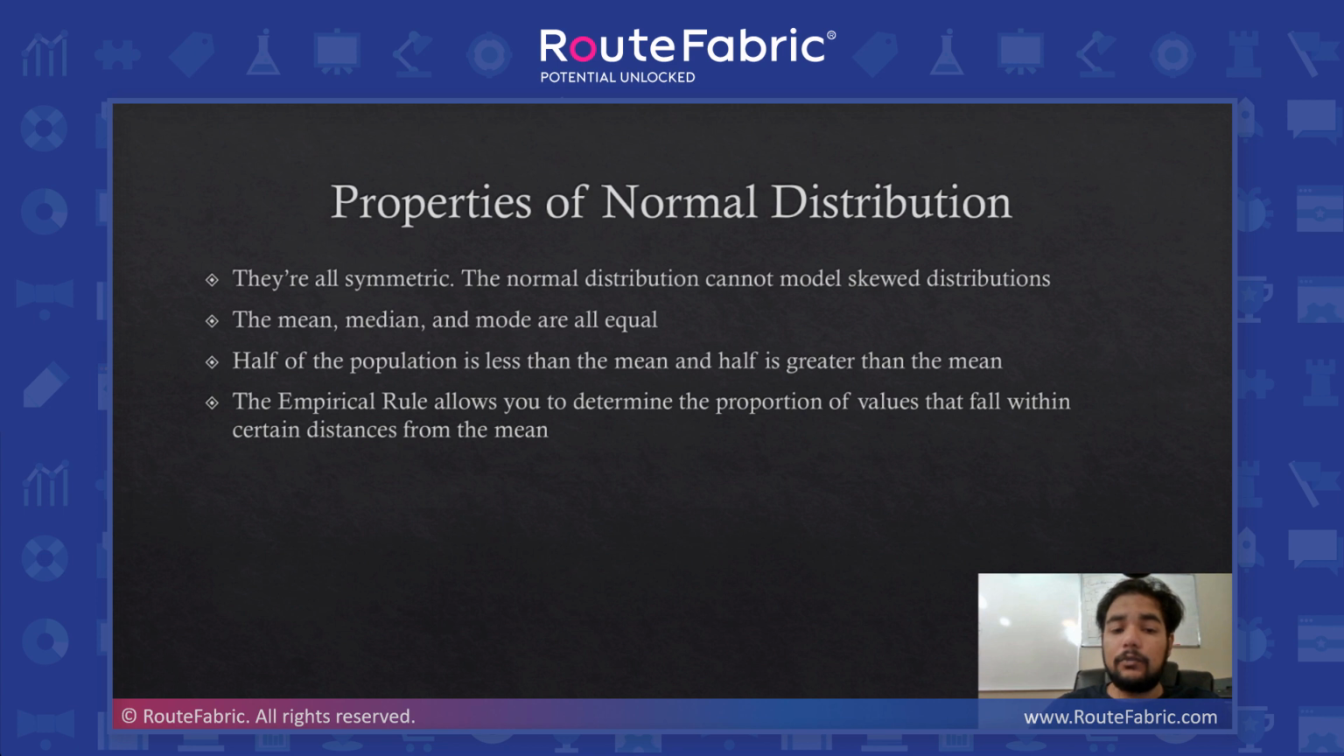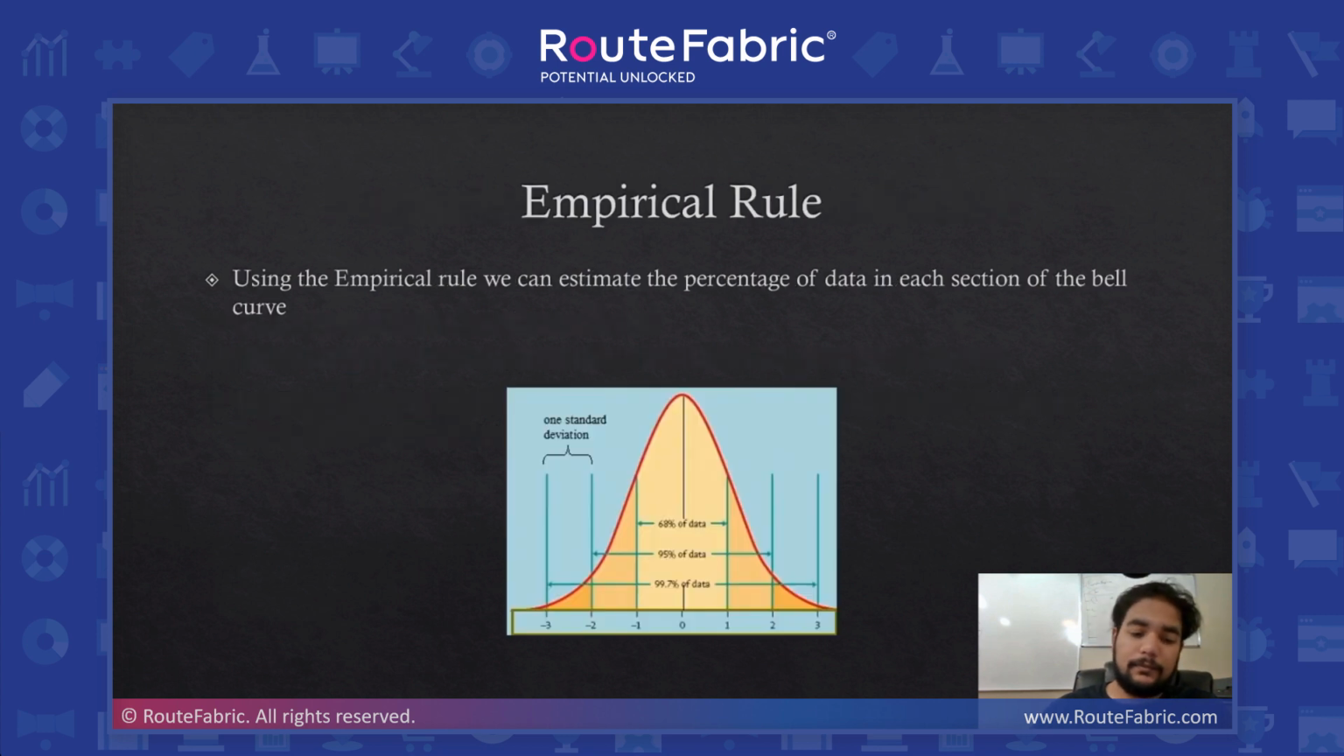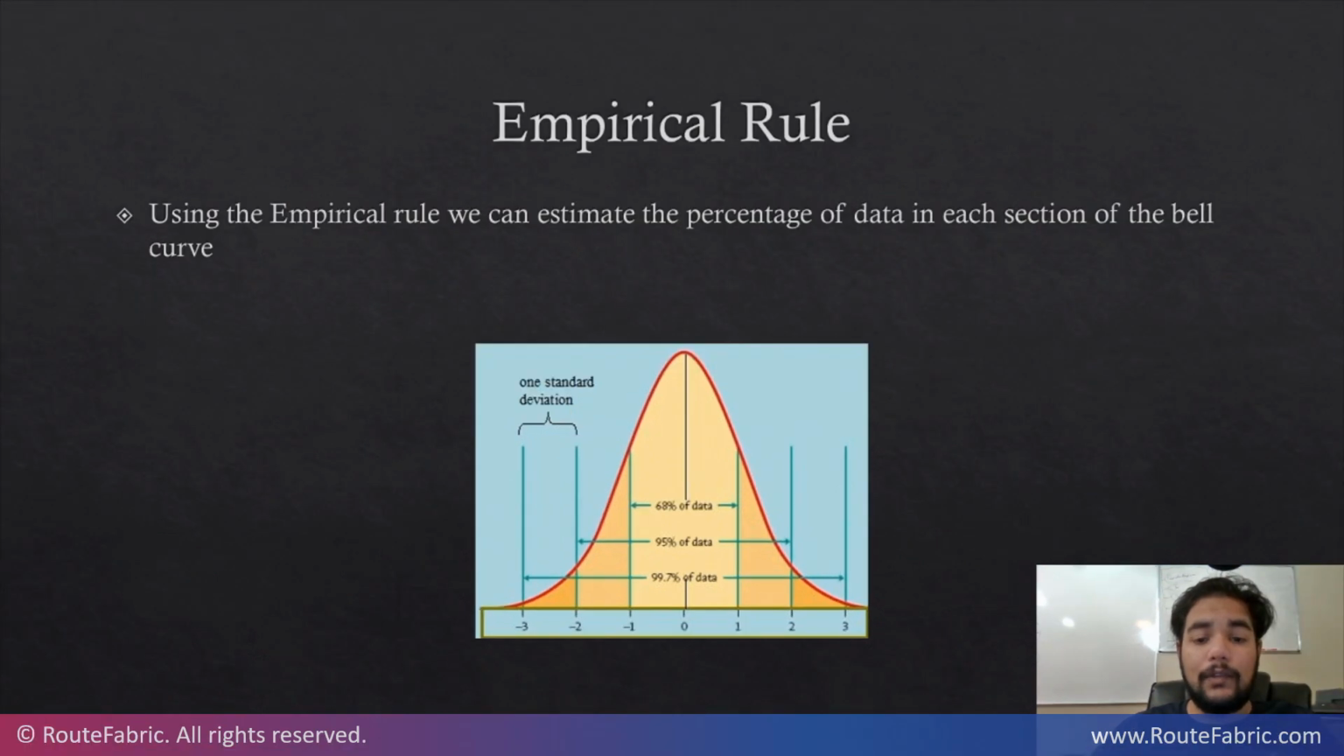The empirical rule allows us to determine the proportion of values that fall within a certain distance from the mean. From the center of the mean, if we go one standard deviation towards the right or the left, we have 68% of the data. If we go 2 standard deviations from the center to the right and to the left, we will have 95% of the data. If we go 3 standard deviations to the left or to the right, we will have 99.7% of the data lying in this range.